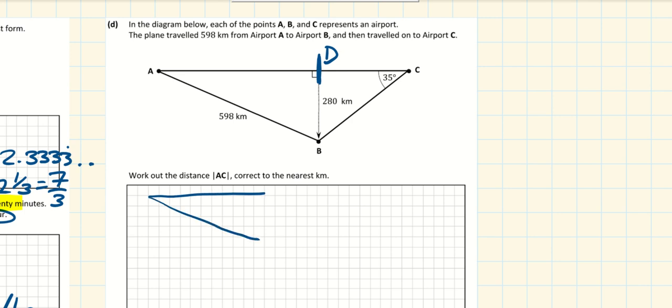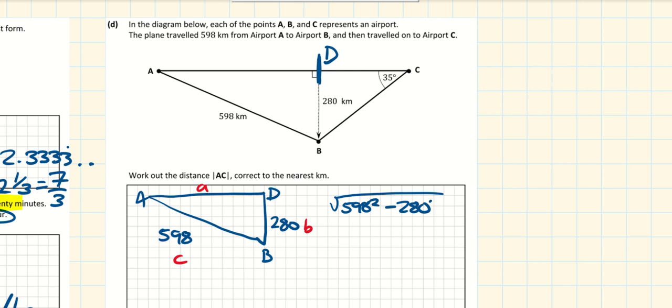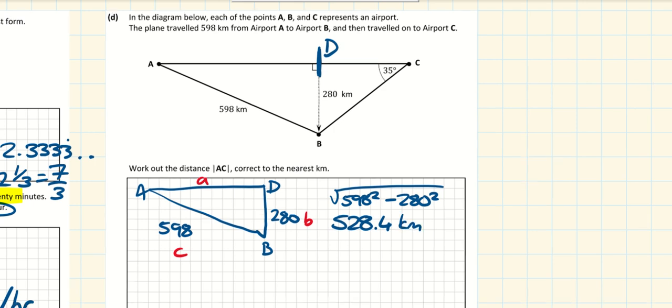Of course, try it yourself first before I do it, but let's see, we've got A, D, and B. We've got 280 and 598. So two sides, and we're missing a side. We're going to use Pythagoras. Now we have the long side, C, A, and B. So what we'll do is the square root of C squared, so that's 598 squared, then minus 280 squared. We're using a minus here because we have the long side, and that gives us 528.4 kilometres. This is all in kilometres.